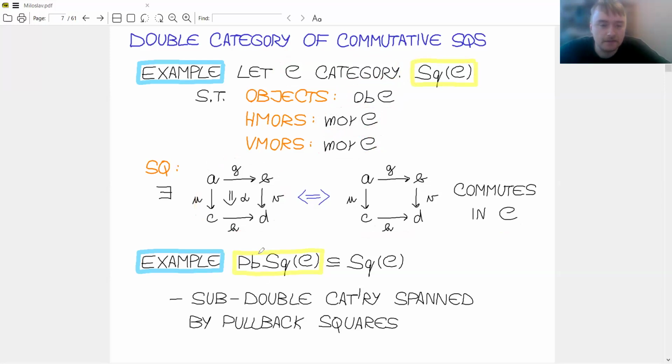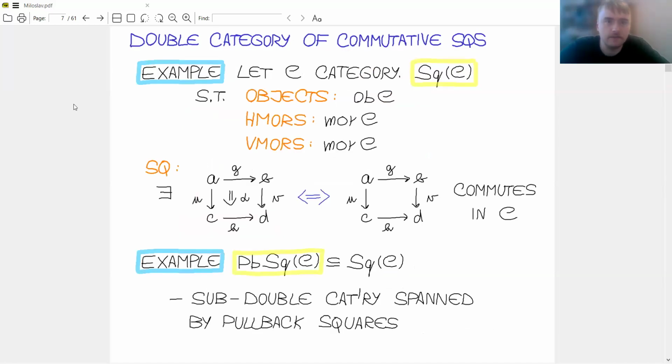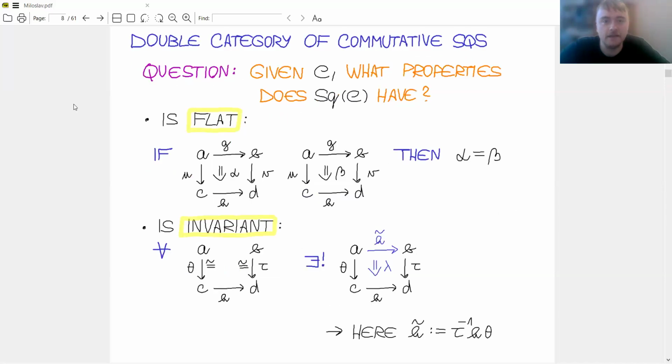There's also its smaller friend that we will also consider, which is PB, the sub double category that consists of squares that are pullbacks. As I said, these will be the key examples that we will encounter, so let me stop at them and study their properties for a bit.